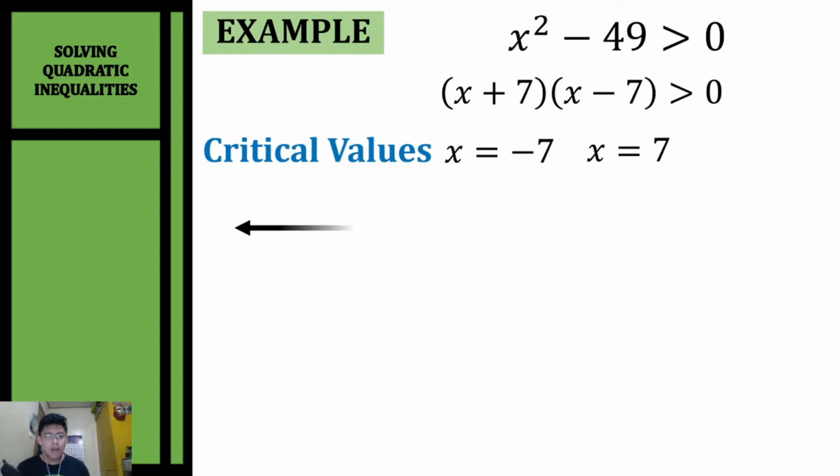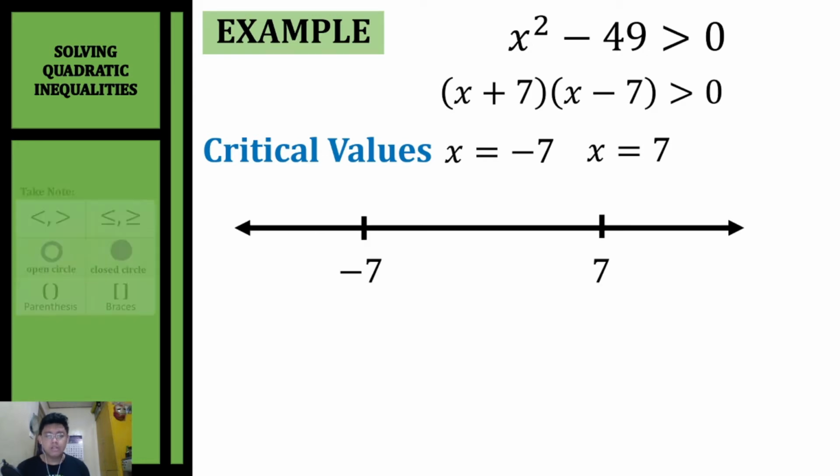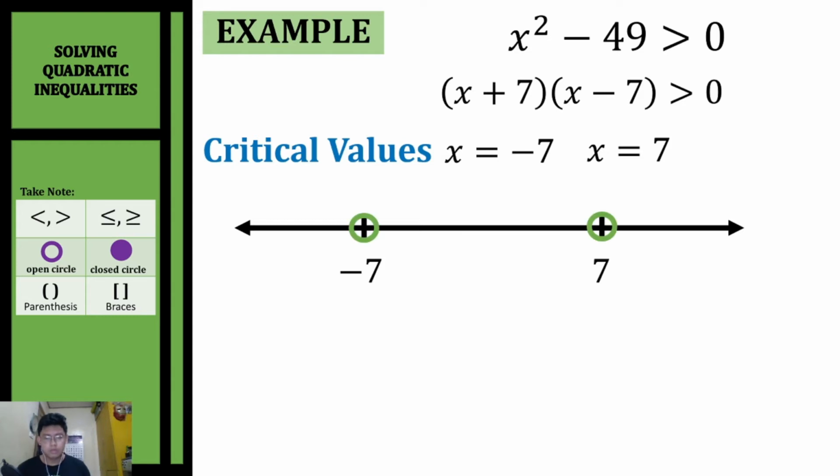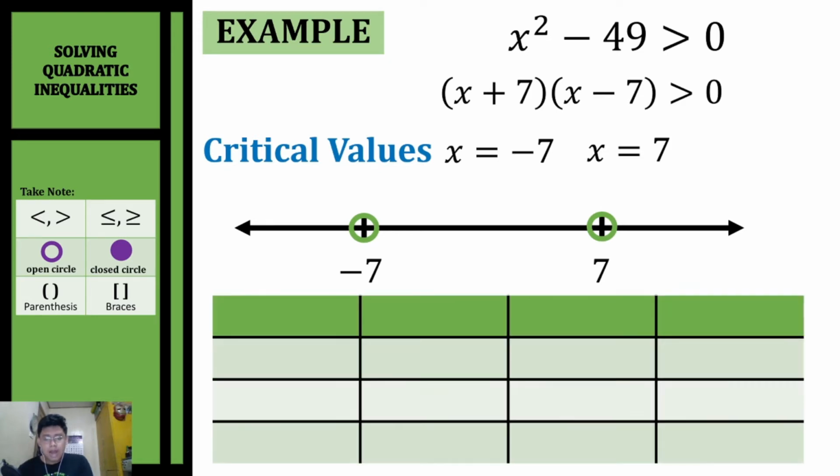So let's plot our critical values on the number line. Take note, in plotting our points, we use an open circle if we use the less than or greater than symbol. After plotting our critical values, we can observe that our number line is divided into 3 parts: the one on the left, the middle, and the one on the right. Now that we have our critical values, let's prepare our table of signs. Knowing that we have 3 regions, we will assign representative values from each region or area.